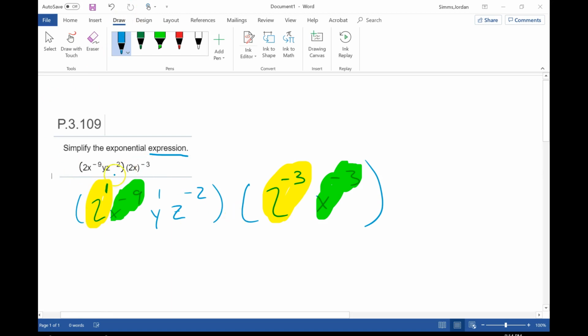Same base, we're multiplying, which means we add the exponents. So this is going to simplify to 2 to the negative 2. Right there, we're just adding her up. X's, we have negative 9 plus negative 3, so that's going to be negative 12. We have y to the 1, and you can write the 1 in if you want. We have z to the negative 2.